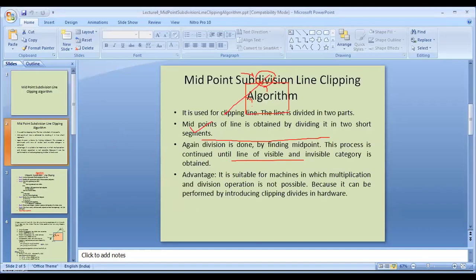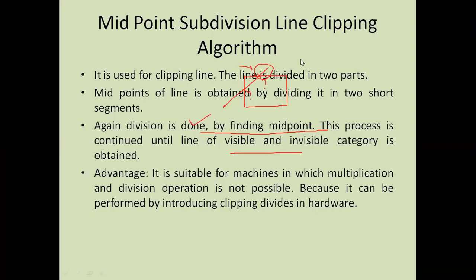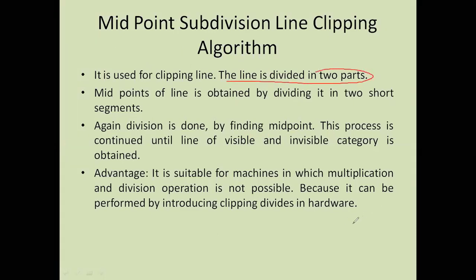what it says. So it is used for clipping the line. Fine. So the line is divided into two parts. We divide the complete line into two parts, that is, let's say P naught, this is P end. If I want to find the midpoint of it, that will be called PM. So the line is divided into parts. The midpoints of the line are obtained by dividing into short segments.